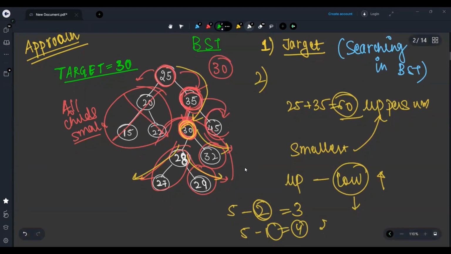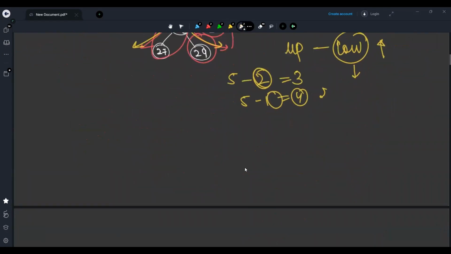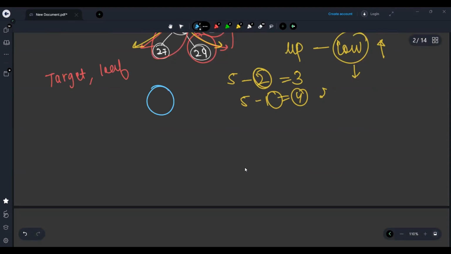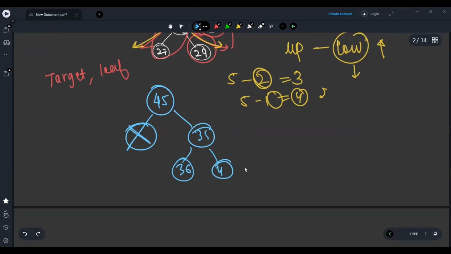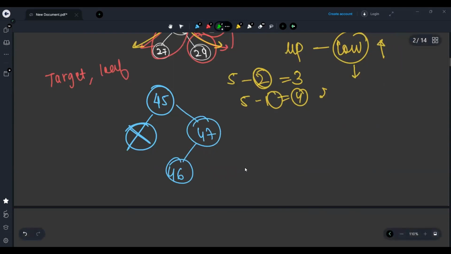Okay. Now one thing that I want to clear up: as I made some submission in GFG, I have seen they are considering the target node as separate and the leaf node as separate. So for example, let's say my target is 45, and let's say I have no child here. And let's say I have 35, 36, like this is here. Since it is a BST, we have to consider something greater, like this is 47, this is 46, and something like that. Okay, so this is the target.